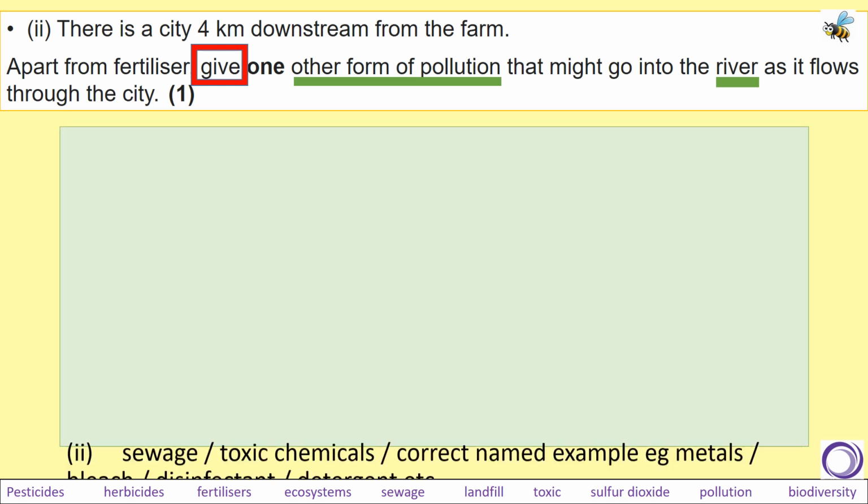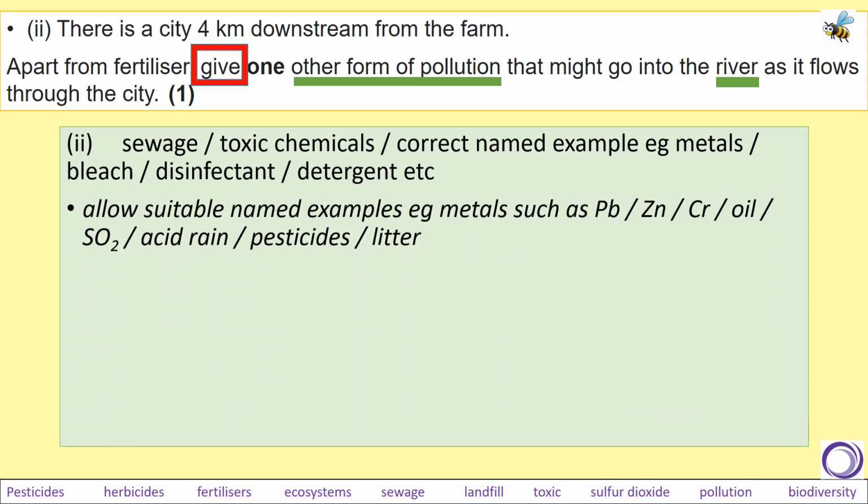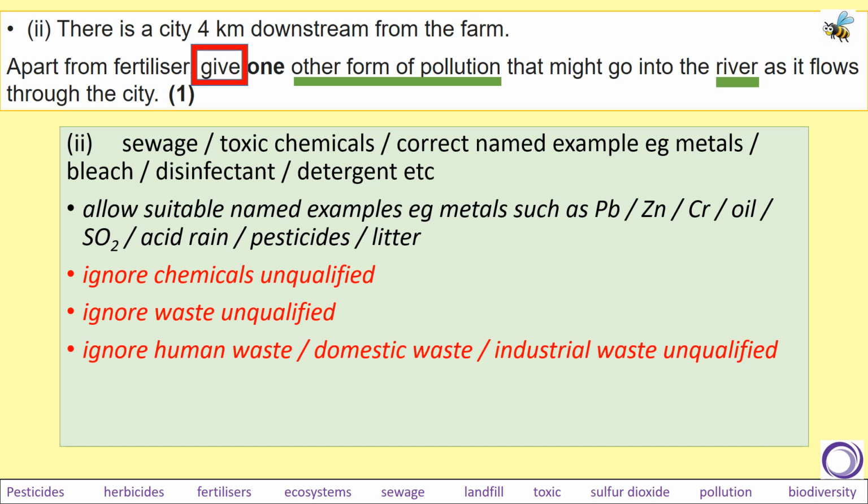Here's the answers. So for 1 mark, you needed to mention any of these terms: sewage, toxic chemicals, or any correctly named example of metals, bleach, disinfectant, detergent, etc. You were allowed to have the mark if you mentioned any of these names, but you couldn't have just said the word chemical or waste or human waste, domestic waste or industrial waste. So that's how you got your marks.